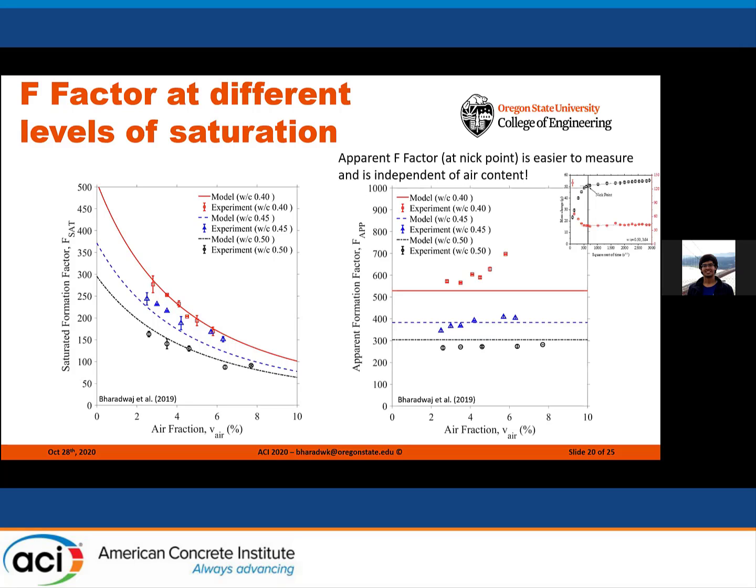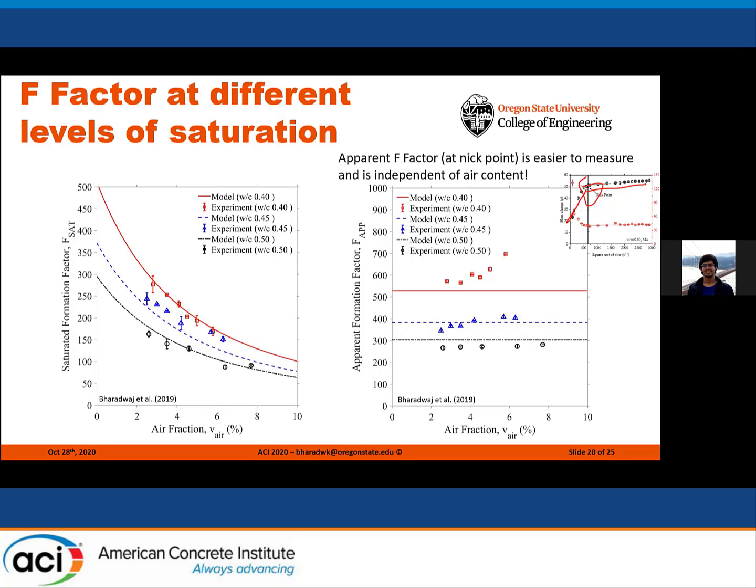Let's look at what happens if we measure the same formation factor at the nick point, which is called the apparent formation factor. Just a reminder of what the nick point is. It is where the matrix pores are saturated, but the air voids are empty. So in the case of the formation factor measured at nick point, we can see that the measurements are independent of air, only dependent on the water to cement ratios.